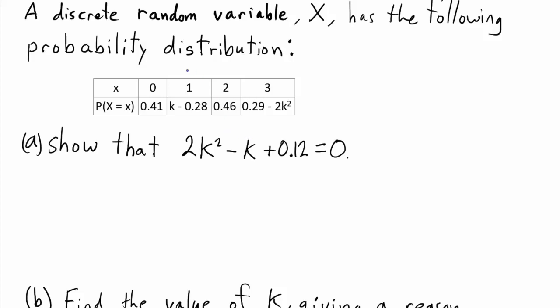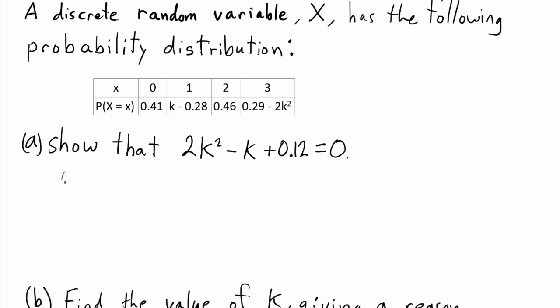For this next question, we have a discrete random variable X with the following distribution given in a table. Very common type of question. For these distributions, all the probabilities have to add up to 1. That's a key feature, because that's like 100%. All the probabilities have to add up to 100%.